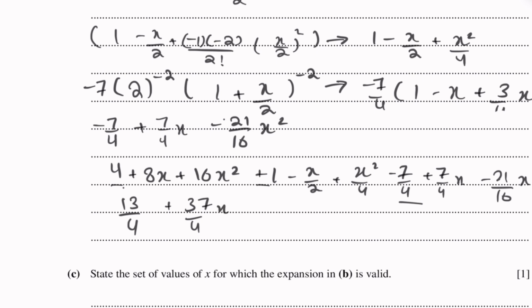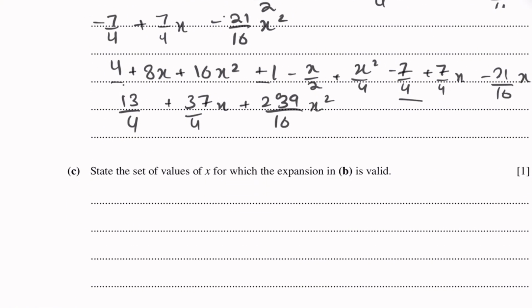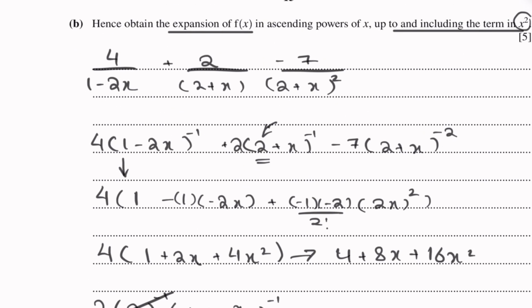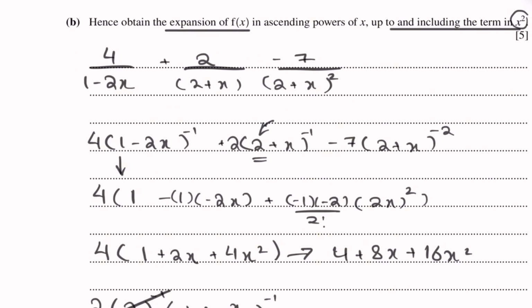And then lastly, you're going to get 16 plus 0.25, and then minus 21 out of 16, which is like saying 239 out of 16x squared. Now he says find the set of values of x for which the expansion is valid. So we're going to get the set of values of x for which each of these fractions is valid, and then we're going to get the intersection of all the sets of values.